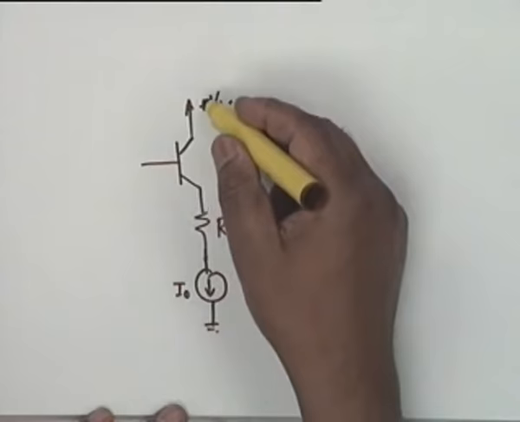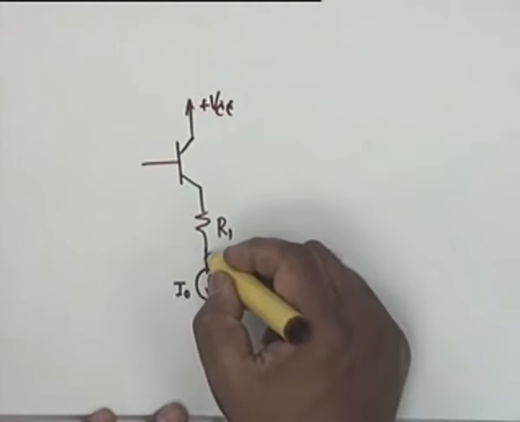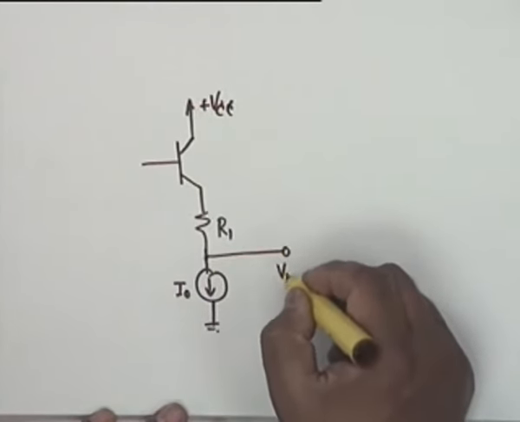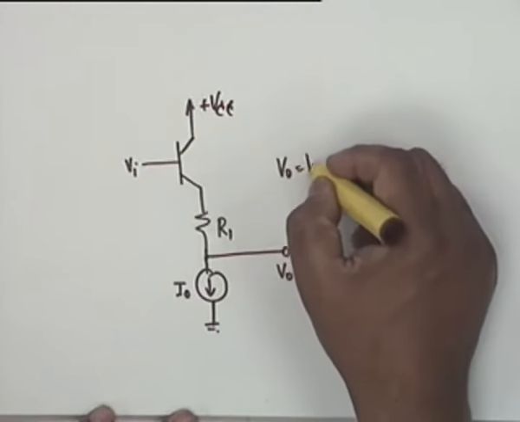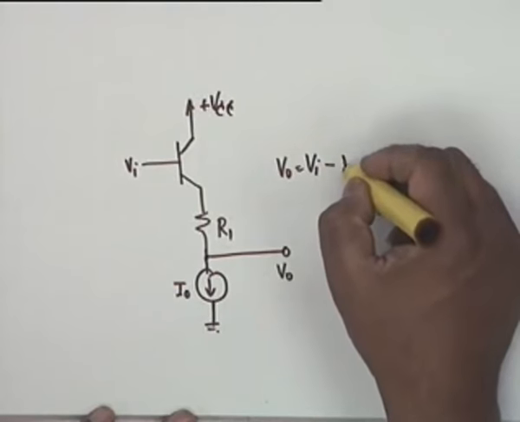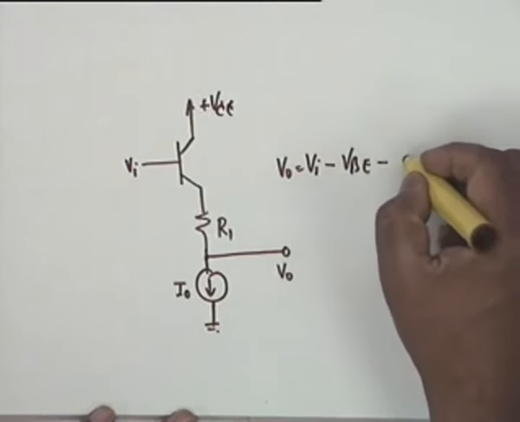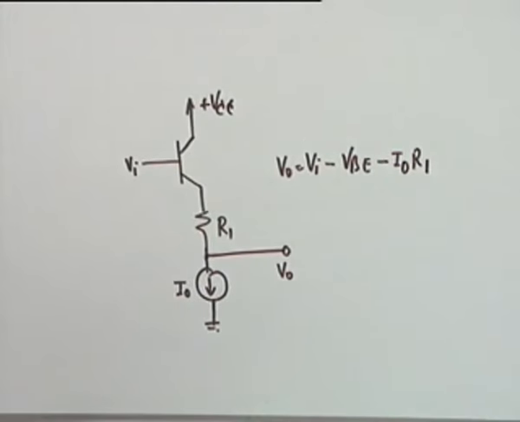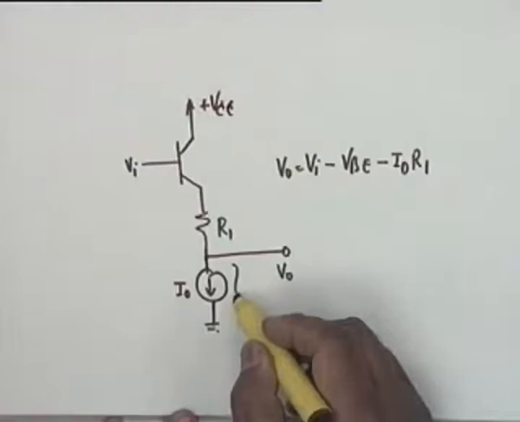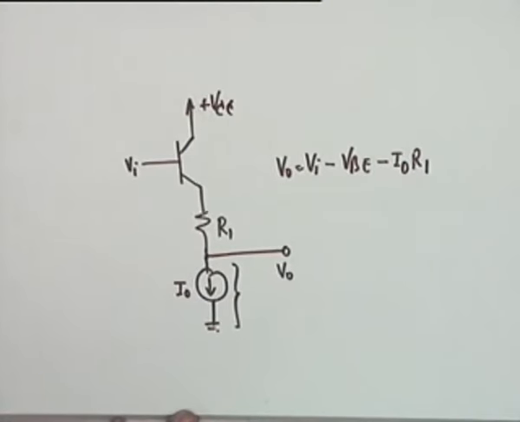So why don't you use it for the emitter follower also, and you take the output here, V0. Then once again V0 is equal to VI minus VBE minus I0 R1. Agreed? What about the signal attenuation? Nothing. Why not? Because the effective impedance of the current source is infinity, and therefore there is no attenuation. This is also a very popular technique.